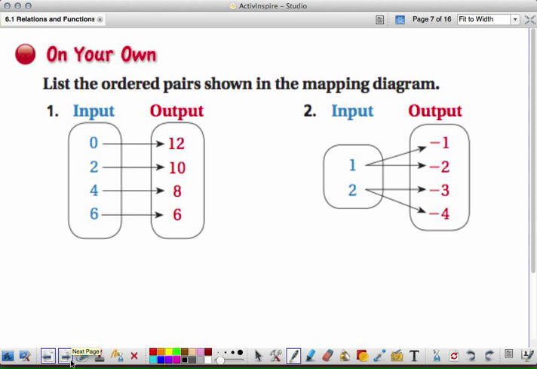So you can try these two, pause the video, see what you can do, and then come back and we'll work it together.